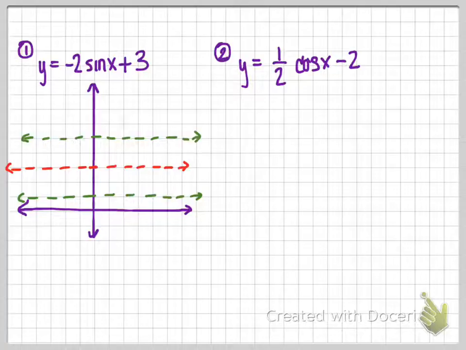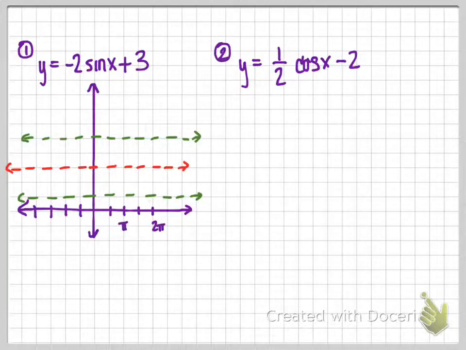So the next thing that I'm going to do, and I know I told you to go out 2, 4, 6, 8, but I didn't leave myself enough room, so I am going to just go out 1, 2, 3, 4, and I'm going to label my period in each direction. My period here, there's no period change because there's no k value attached to the x, there's just a singular 1. My period is 2 pi, so I'm going to label 2 pi.